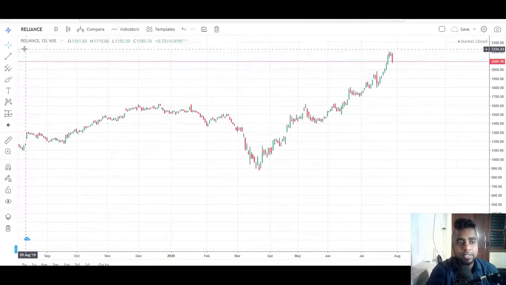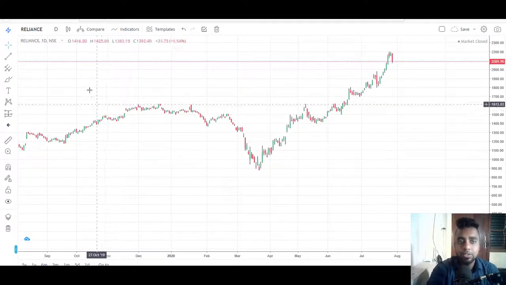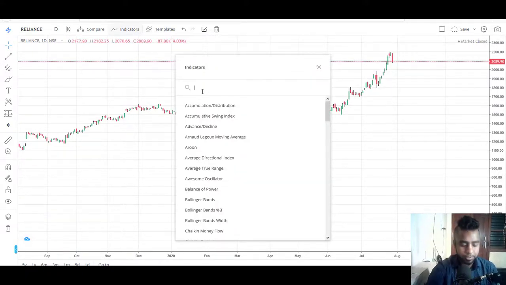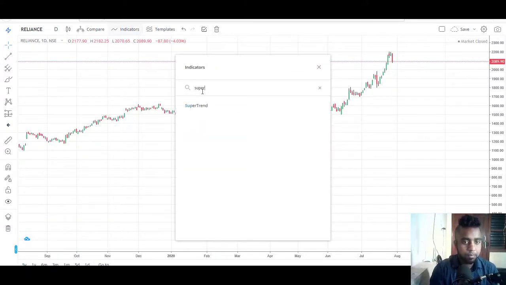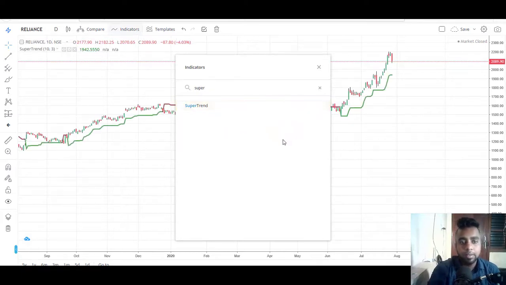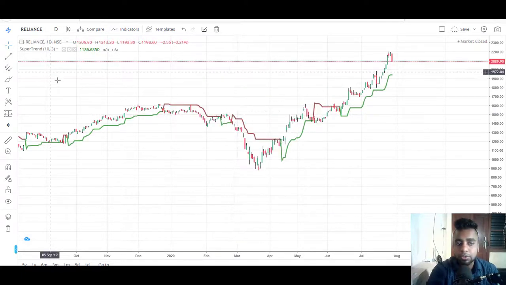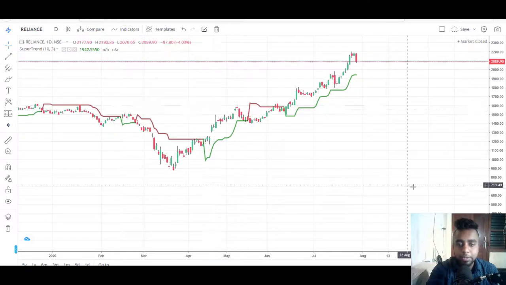Right now what you're seeing is the Reliance chart. To add the SuperTrend indicator, all you have to do is go to indicators and type SuperTrend. So this is the SuperTrend indicator. Let me zoom in a little bit.